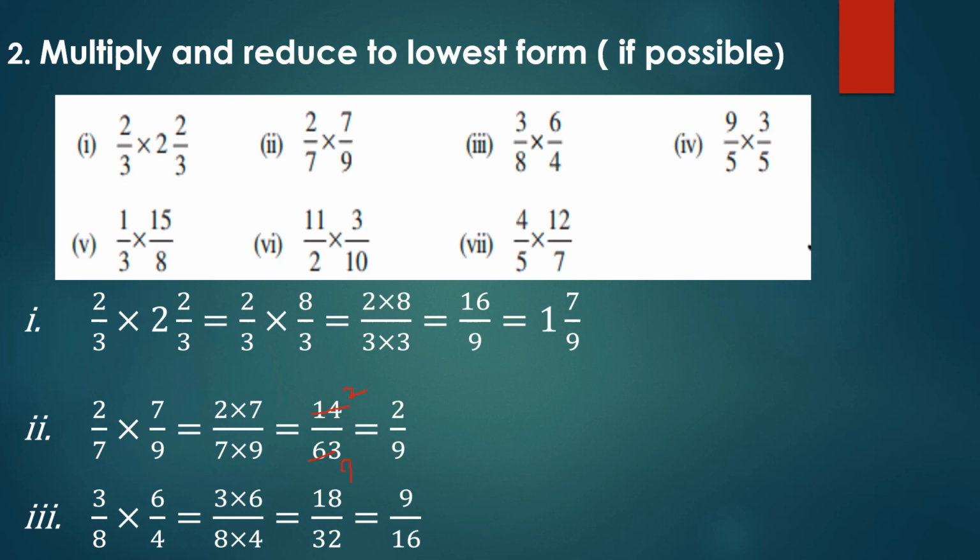The next one, 3 by 8 into 6 by 4, is equal to 3 into 6 divided by 8 into 4, which is nothing but 18 by 32, since 3 sixes are 18 and 8 fours are 32. Which is equal to, here 2 nines are 18 and 2 sixteens are 32. Therefore, the lowest form is 9 by 16.